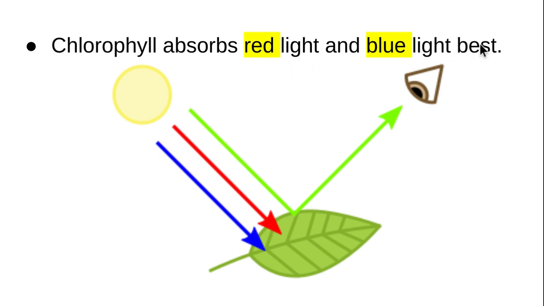So you're going to write down this bullet point. Chlorophyll absorbs red light and blue light best. Yellow and green are the worst because many leaves are yellowish green.